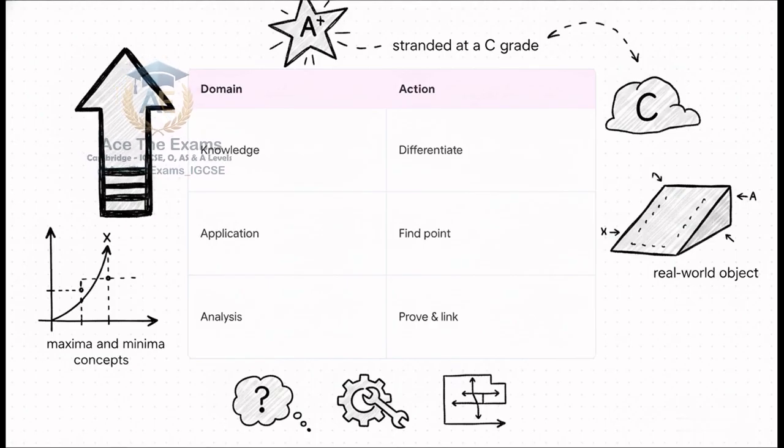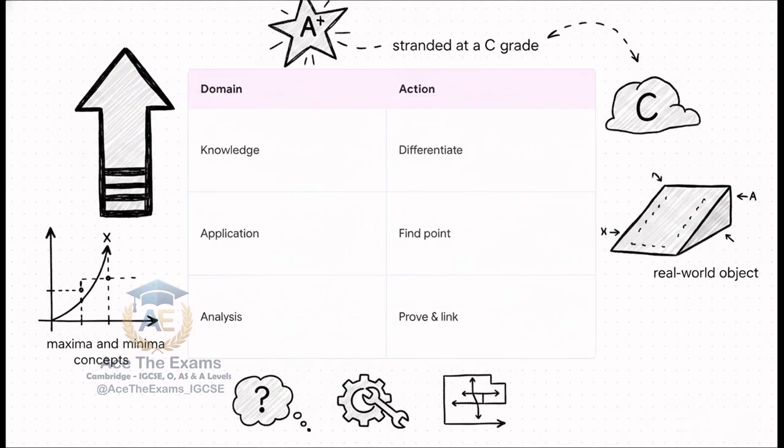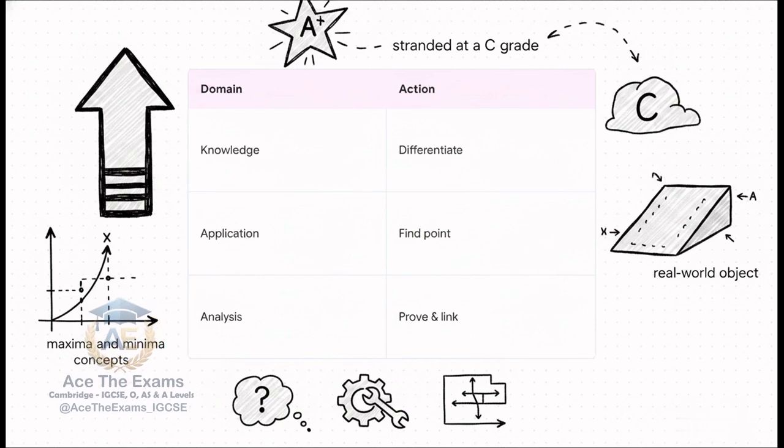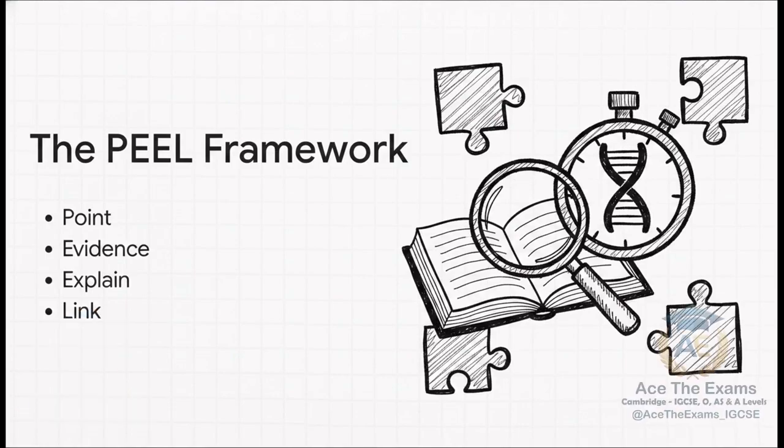real-world object? And third, the absolute holy grail of the exam, analysis and evaluation. Can you prove its nature? Can you recommend the final dimensions based on your findings? Let me be blunt. Rote knowledge alone will leave you stranded at a middling grade. It's just not enough. You absolutely must hit all 3 of these domains to truly master the paper and grab those top marks. So, you might be wondering, how do we actually structure an answer that hits all of those objectives perfectly? Well, the sources point directly to the Peel framework.